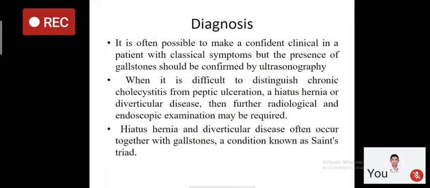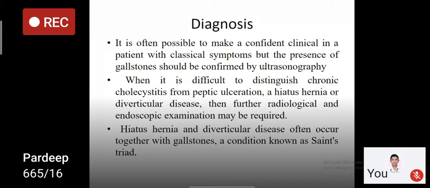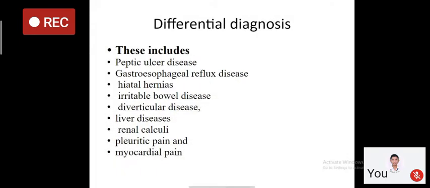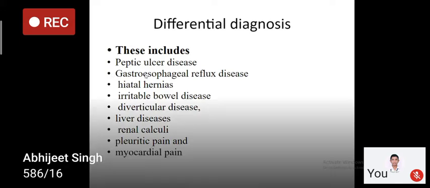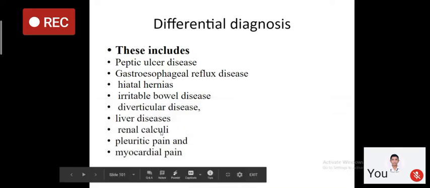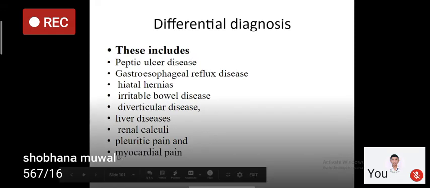If there is no gallstone on the ultrasound, you should rule out other differentials, which can be peptic ulcer disease, gastroesophageal reflux disease, or hiatal hernia. All these conditions can be ruled out by doing upper GI endoscopy. For other conditions, you may require specific investigation: for pleuritic pain, you have to go for chest X-ray. For myocardial pain, you have to do ECG.